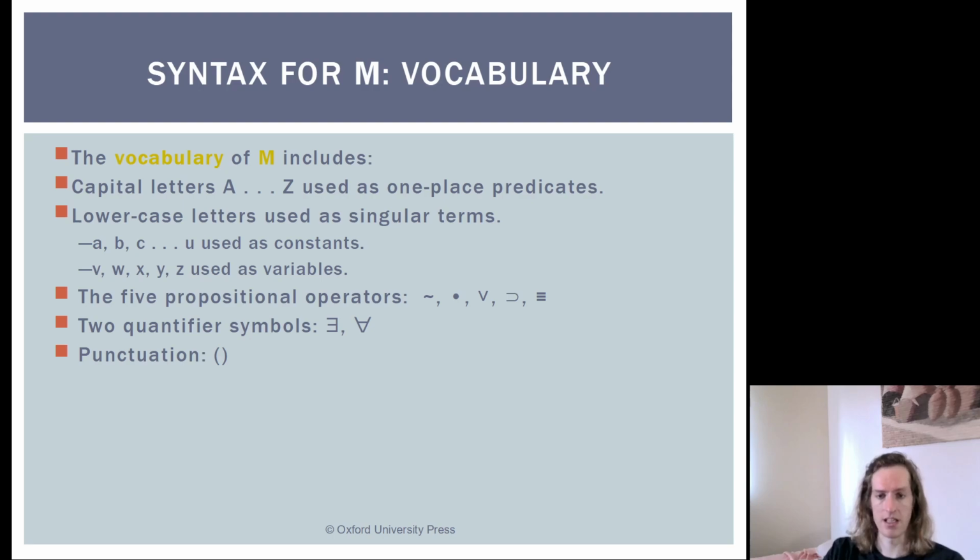This backwards E is the existential quantifier, which stands for there is at least one thing, or something has some property. And this upside down A is going to stand for all things or everything. And then, of course, the punctuation with parentheses to make sure that the things we continue to use are well-formed formulas. All right.